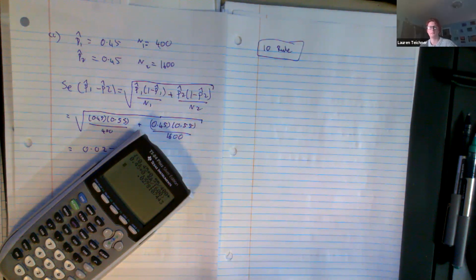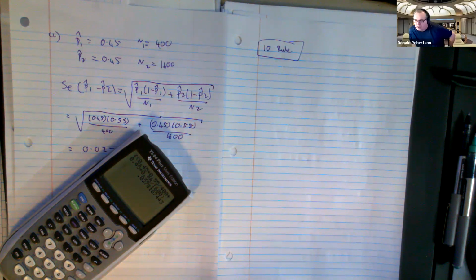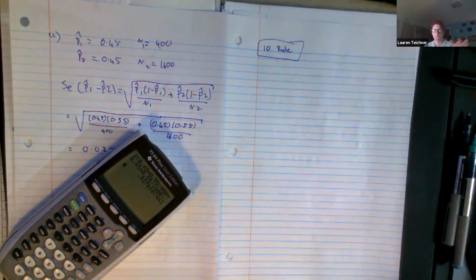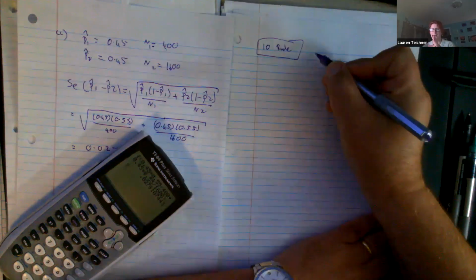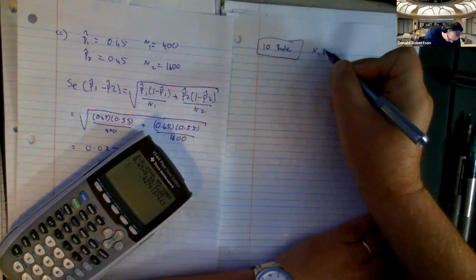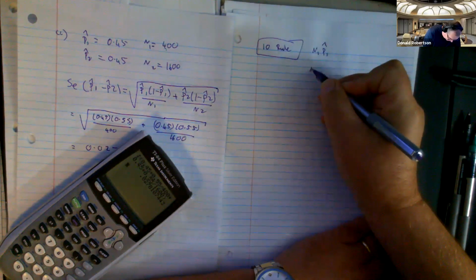What was the 10 rule? It's a rule that allows you to say, yeah, you can do this stuff. What was it, Lauren? I know it has to equal 10, but I can't remember the exact verbiage. Okay, here it goes. You're right, it has to equal 10.